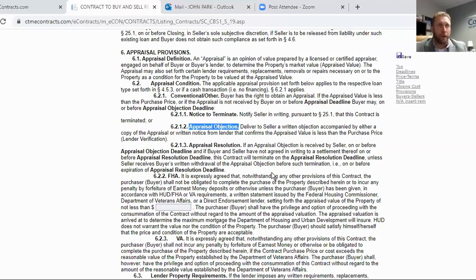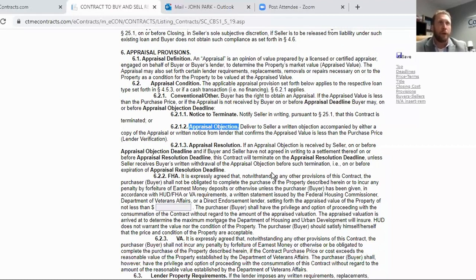There is only one exception to this rule, actually two, and that is if you're doing an FHA or a VA loan. An FHA loan will also make you sign an FHA amendatory clause, which basically states that if a property does not appraise at the purchase price, the buyer has a right to terminate this contract and get their earnest money back. That is the only other provision that's notwithstanding the appraisal objection and resolution deadlines. Any other type of financing, conventional, seller, private financing, you do need to make sure that you're within your appraisal deadline, your appraisal objection deadline.